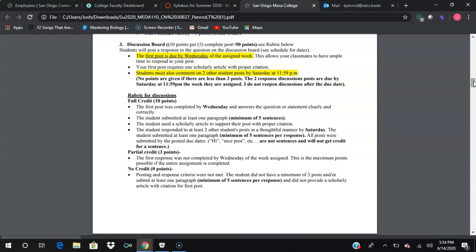And then you'll need to go back in after you do your original post and look at some of the other students, read through their posts, and then just make some comments on at least 2 other students' posts. And so that needs to be done by Saturday at 11:59. So you will have to go into discussion boards twice that week, once by Wednesday, and then again to go back in and read your classmates and comment on the classmates' posts by 11:59 on Saturday.